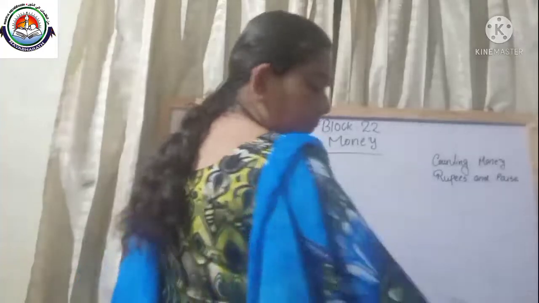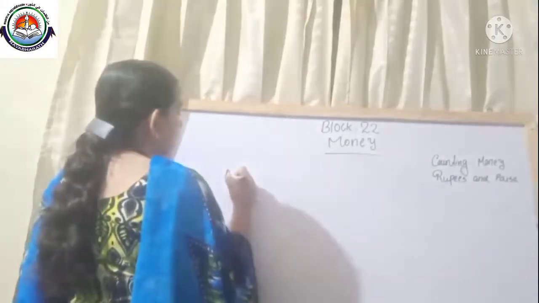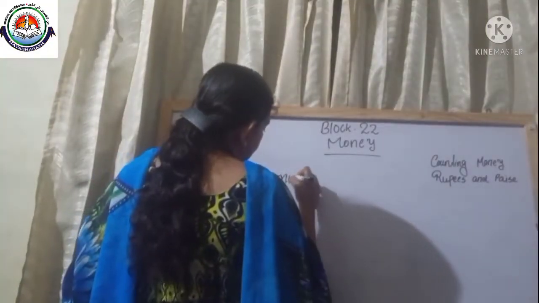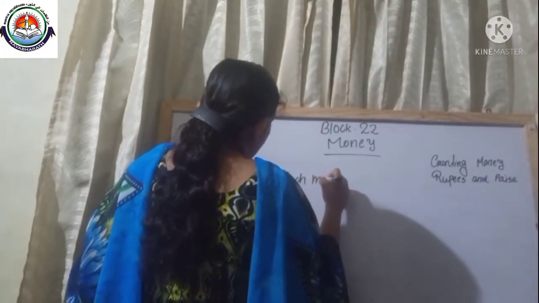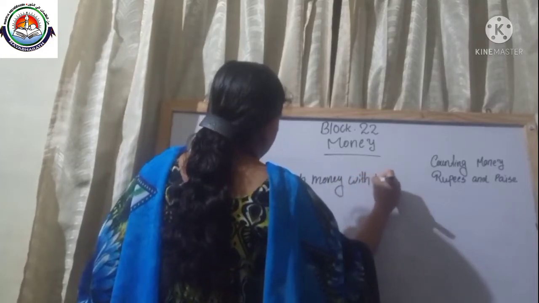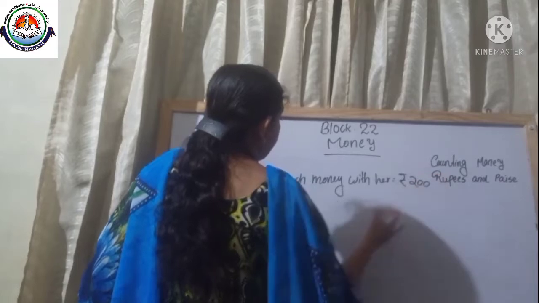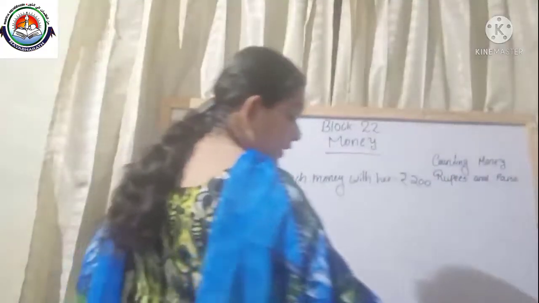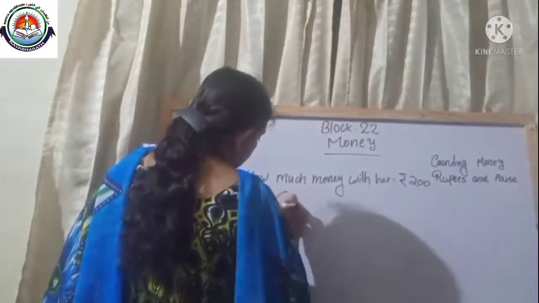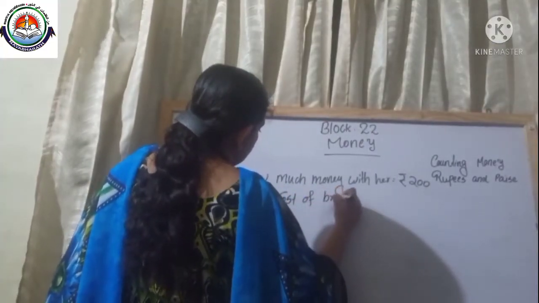So what is the first step? How much money does she have? Rupees 200. What is the first item? Bracelet. So you write the cost of bracelet.